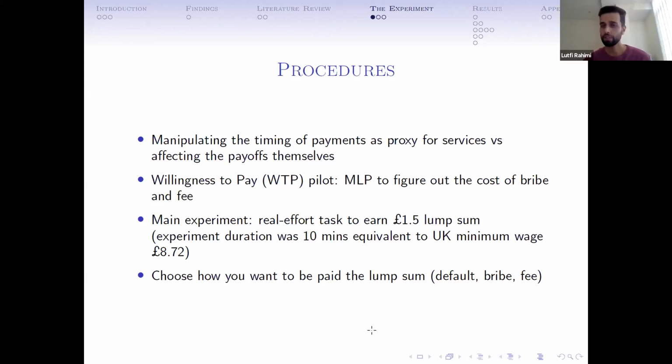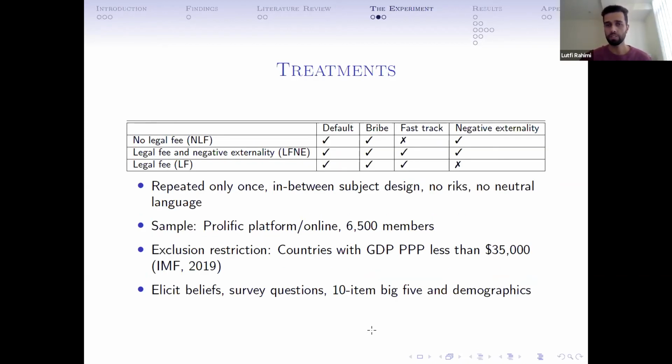And then in some treatments we introduced the legal fee, which was 50% more expensive than the bribe, which also came out of the WTP pilot, which was 9p in actual terms. So we had 3 treatments. Default was present in all the treatments. So bribery was present in all the treatments. In the first treatment, we didn't have the fast track option, but in the last 2 treatments, we did have the fast track option. And then the first 2 treatments had the negative externality and the last one didn't. So this was done to allow us to form our hypothesis that I'm going to state in a bit.